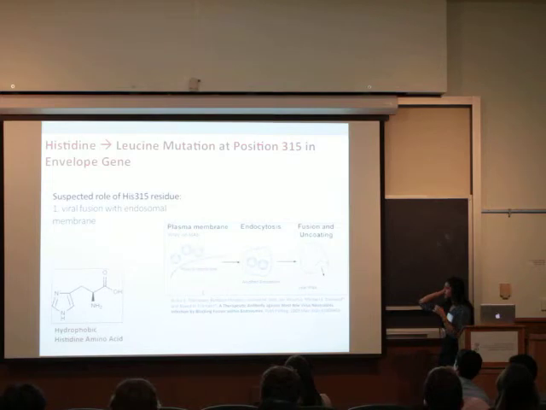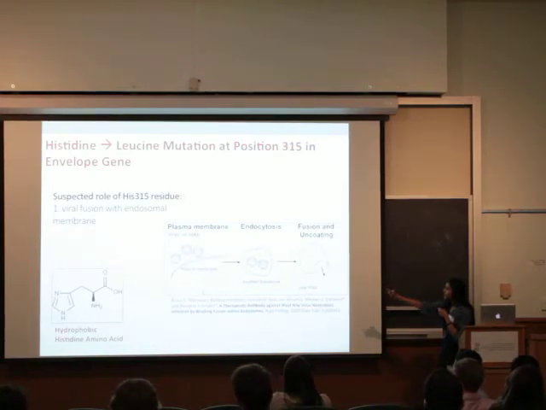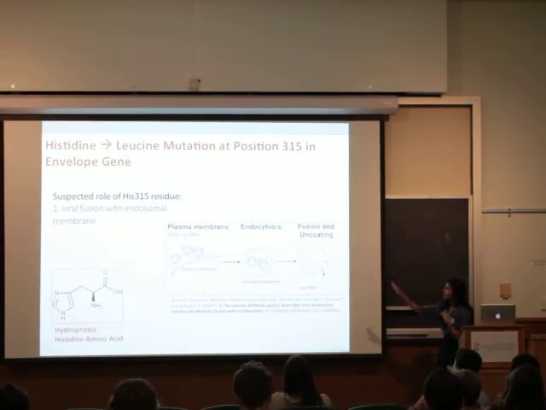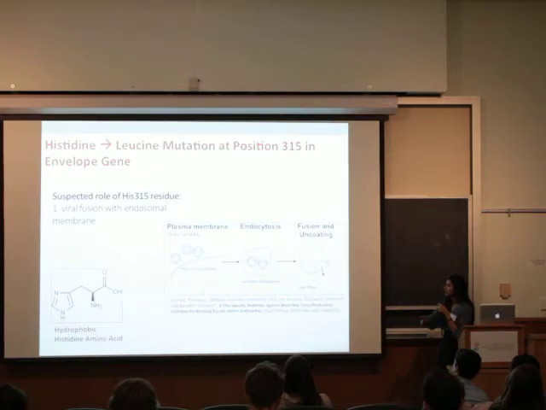And in order for this to happen, the virus membrane needs to fuse with the endosome membrane, and that is facilitated by the particular region where we found the mutation. So that's kind of significant.